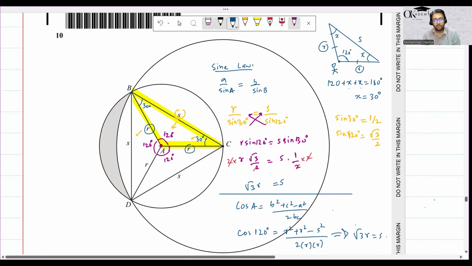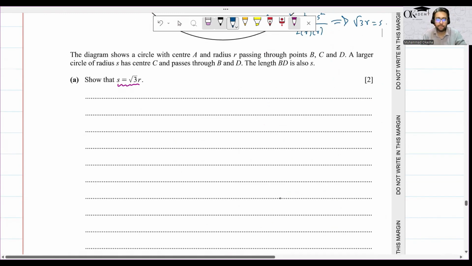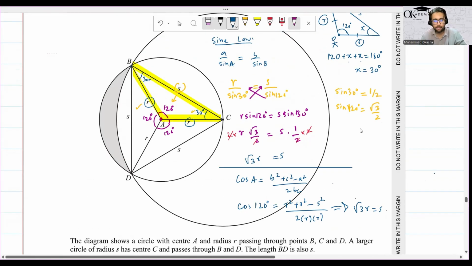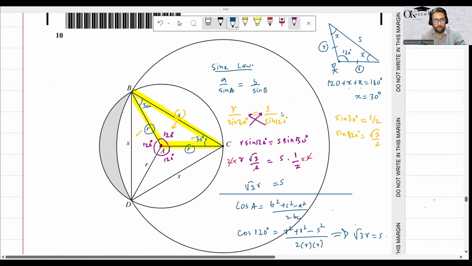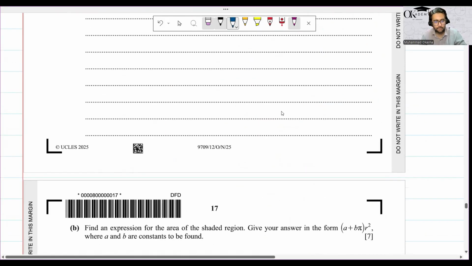Okay, so there are more than one ways of doing this question. Okay, we're done with this part. It was 2 marks. You don't have to do it by both ways. You can pick any one way to solve it. Right, let's move on to the second part, and this may be the last one.